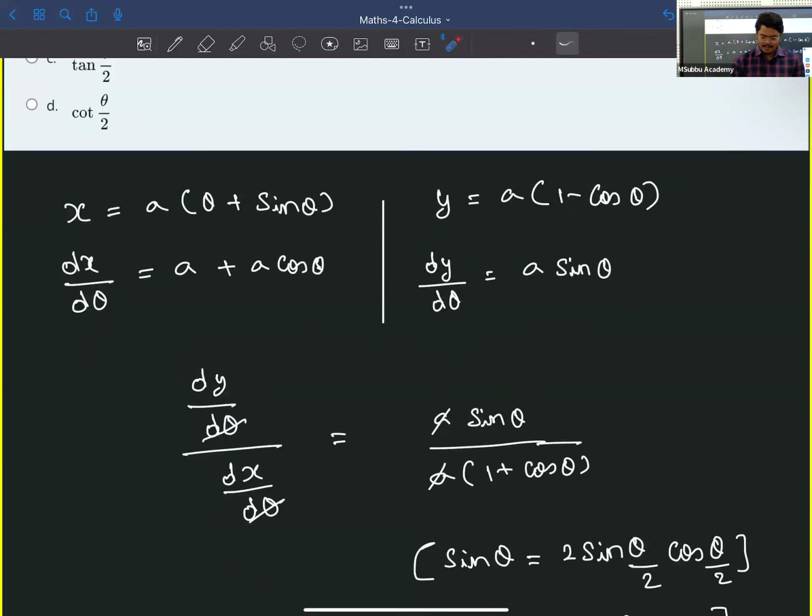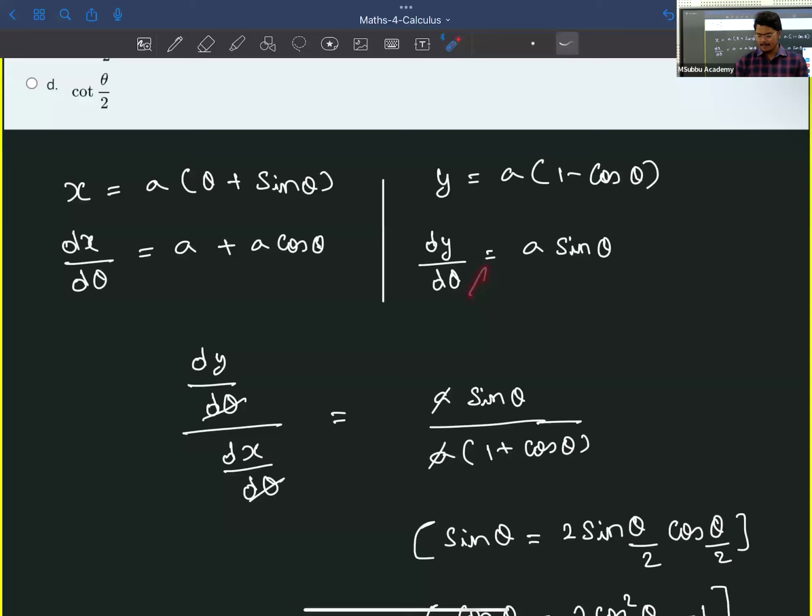First we'll find dx by d theta. We differentiate x equal to a into theta plus sine theta. Here a is a constant, so it comes out directly. The differentiation of theta is 1, and the differentiation of sine theta with respect to theta is nothing but cos theta. So dx by d theta is a into 1 plus a into cos theta.